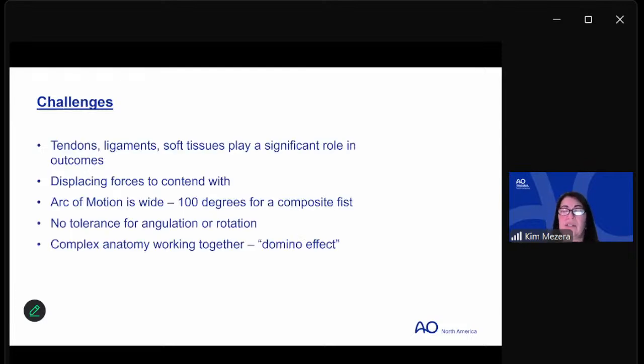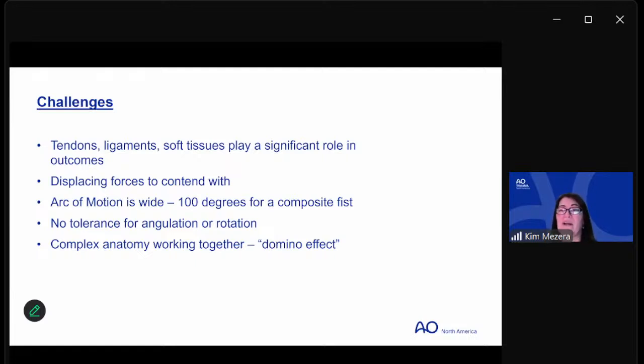There are some challenges in phalangeal fractures, and I think the biggest one is soft tissues. Our fingers are so amazing with all the physics, with the moment arms and the pulleys and joint motion and arc of motion. It's great, but it does present a challenge when you're trying to restore that. And the soft tissues do play a significant role in our outcomes. We would like to try to avoid them, but we can't. So that's just part of the deal.